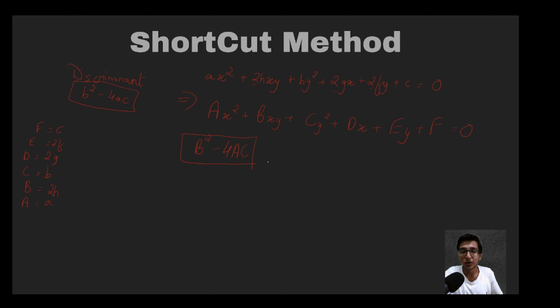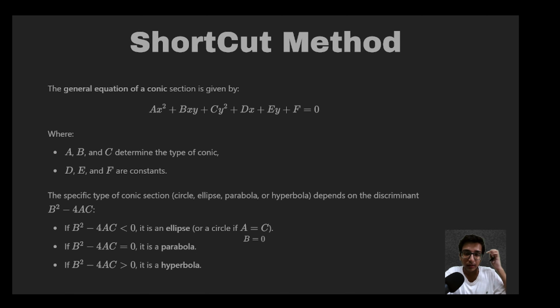And once we found out this, then based on the value of this, whether it is negative, positive, or 0, we can say whether our conic, or the equation that has been given to us, is an ellipse, hyperbola, or a parabola. So let us look at those conditions now. The exact thing has been given here. We've represented our general equation in this format, and then we've taken out our discriminant, which is B square minus 4AC. And if it is less than 0, then it is an ellipse.